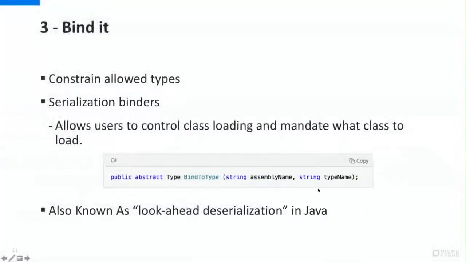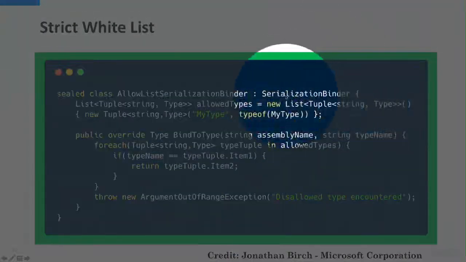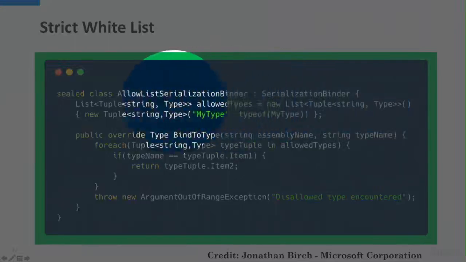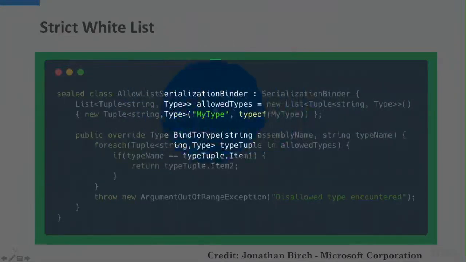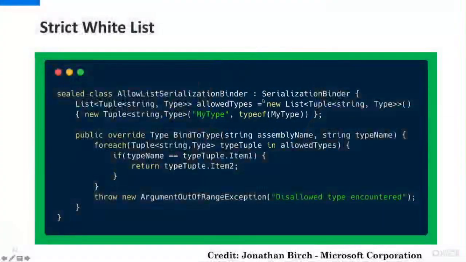So you are provided with this assembly name and type name, and you can stop and apply a whitelist or a blacklist, and then decide if you want to continue with the deserialization or stop, right? So this is done by implementing the serialization binder interface. This is a good example by Jonathan Birch from Microsoft. Basically, just implement this interface and then prepare a list of allowed types, with the type names that you are going to allow, and then a preloaded instance of those types. This will be important. I will show you why later.